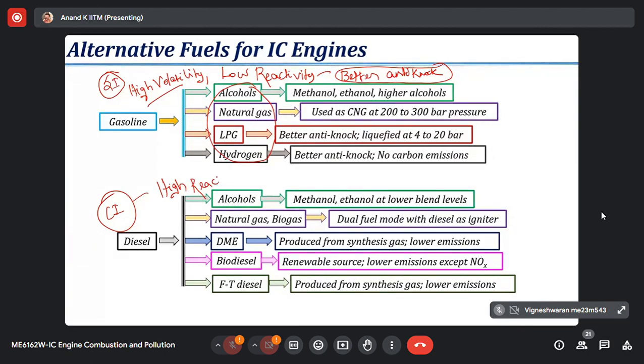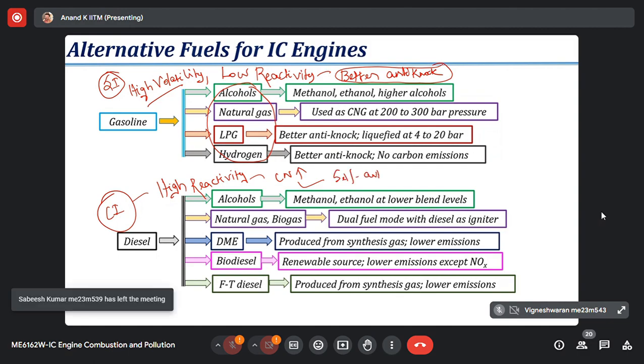Volatility doesn't matter. No need to have low volatility. It can be highly volatile also. Volatility is not an important consideration. The primary consideration is high reactivity, meaning the cetane number should be high, because it is a self-ignition process. Self-ignition or auto-ignition. So what you need fundamentally from a fuel perspective is to ensure that the fuel will self-ignite or auto-ignite.